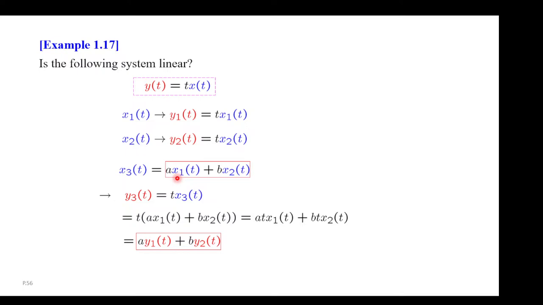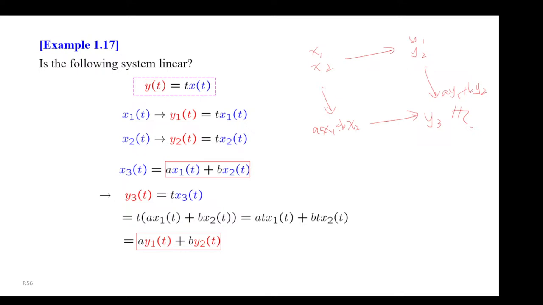I guess we can draw a picture here. We have x1, x2 going to y1, y2, and then we have a linear combination a x1 plus b x2, and y3 is the system applied to a x1 plus b x2. We want to check whether this is equal to a y1 plus b y2. Once again, what we are checking is whether those two are equal.